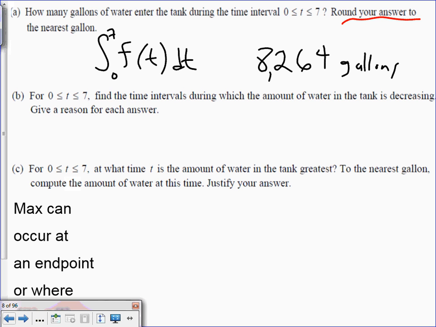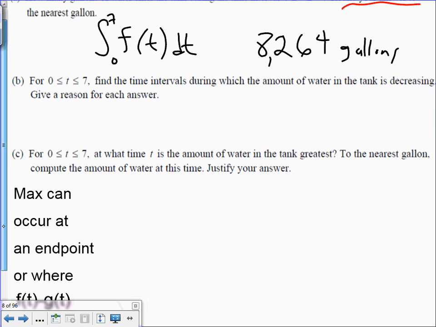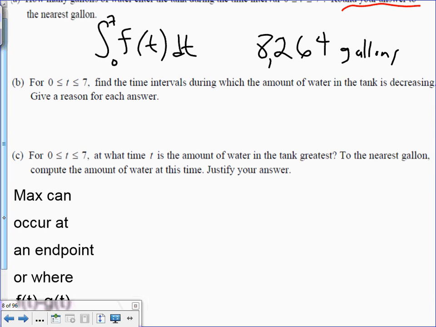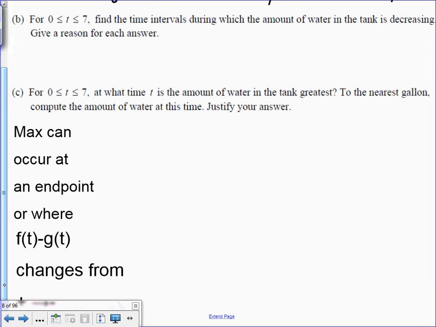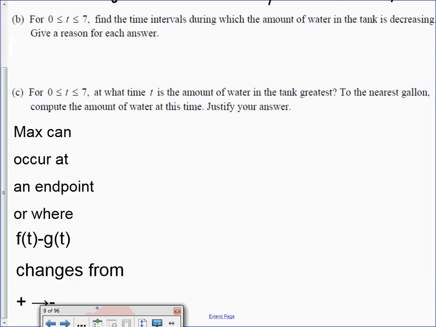Okay, now here's the fun part. You know these are always worth a lot of points. They say on the time interval from 0 to 7, at what time t is the amount of water the greatest? To the nearest gallon, compute the amount of water at this time. So, where can a max occur? Endpoints. Yeah, when rate in minus rate out changes from positive to negative.